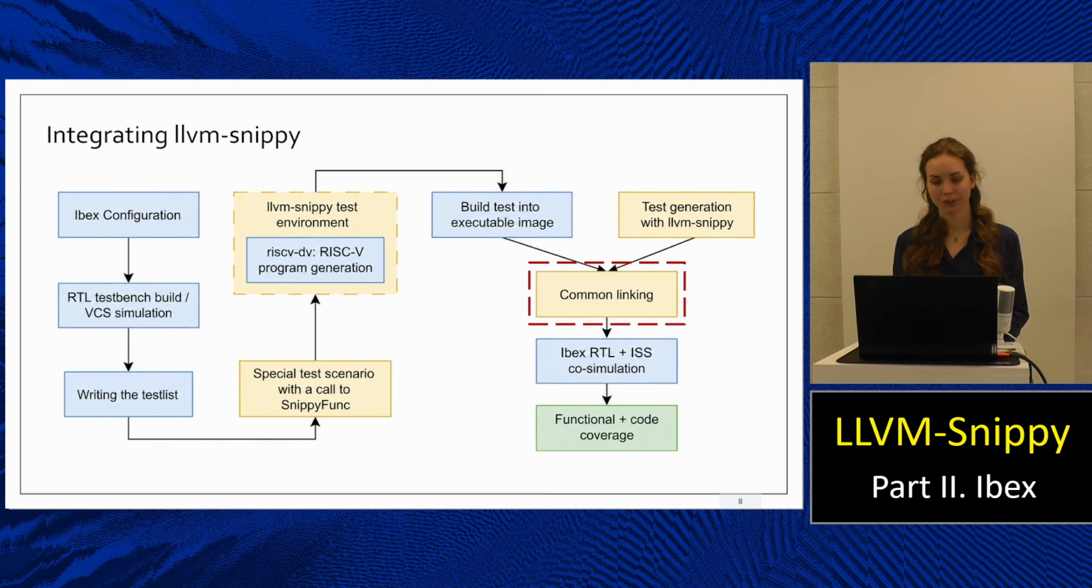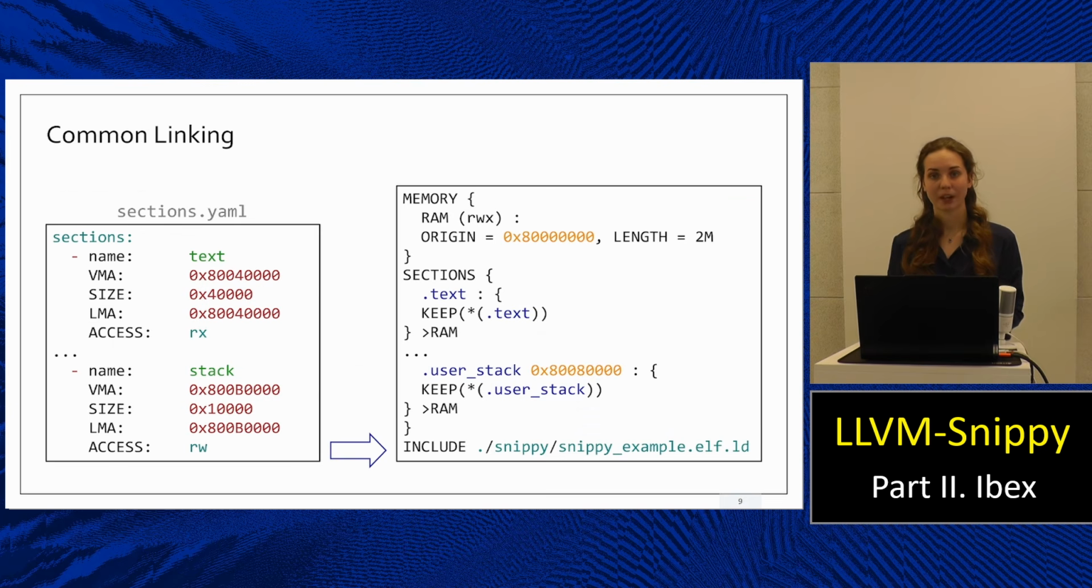At this point, the next integration step appears: combined linking. We needed to merge the riscv-dv and LLVM-snippy code, keep the memory regions separate, and preserve the expected layout for code, data, and stack. Otherwise, the generated test may be valid by itself, but invalid inside the Ibex run. Well, let's look at how the combined linking is arranged in practice.